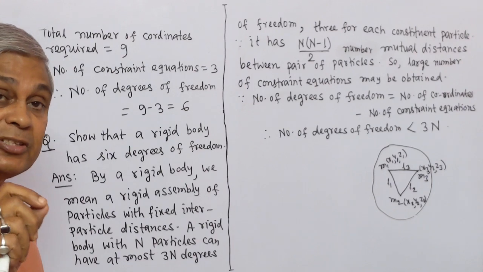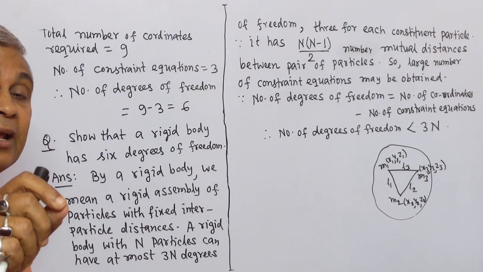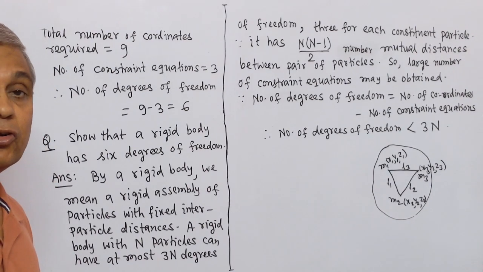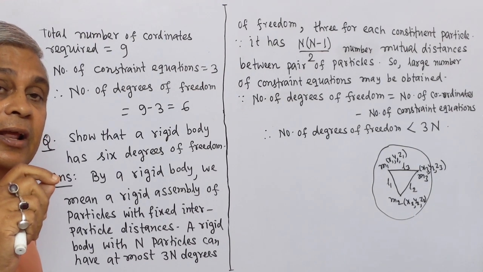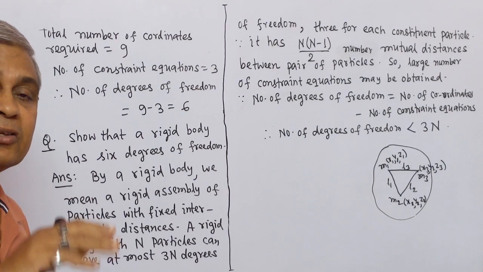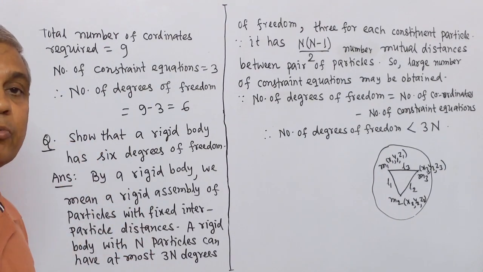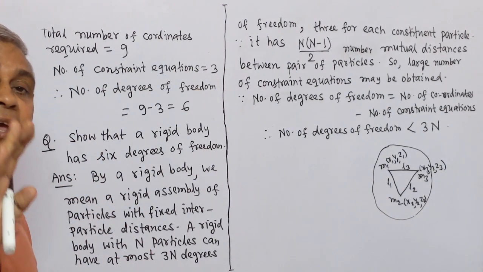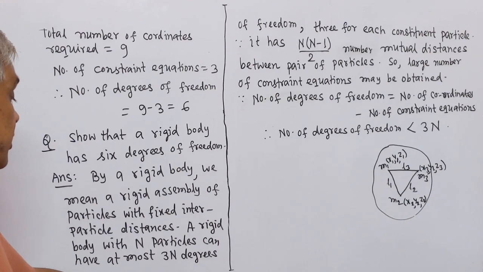A rigid body with n particles can have at most 3n degrees of freedom. At most means a maximum of 3n degrees of freedom, because one particle requires 3 coordinates. Similarly, n particles require 3n coordinates. So the maximum number of degrees of freedom may be 3n.